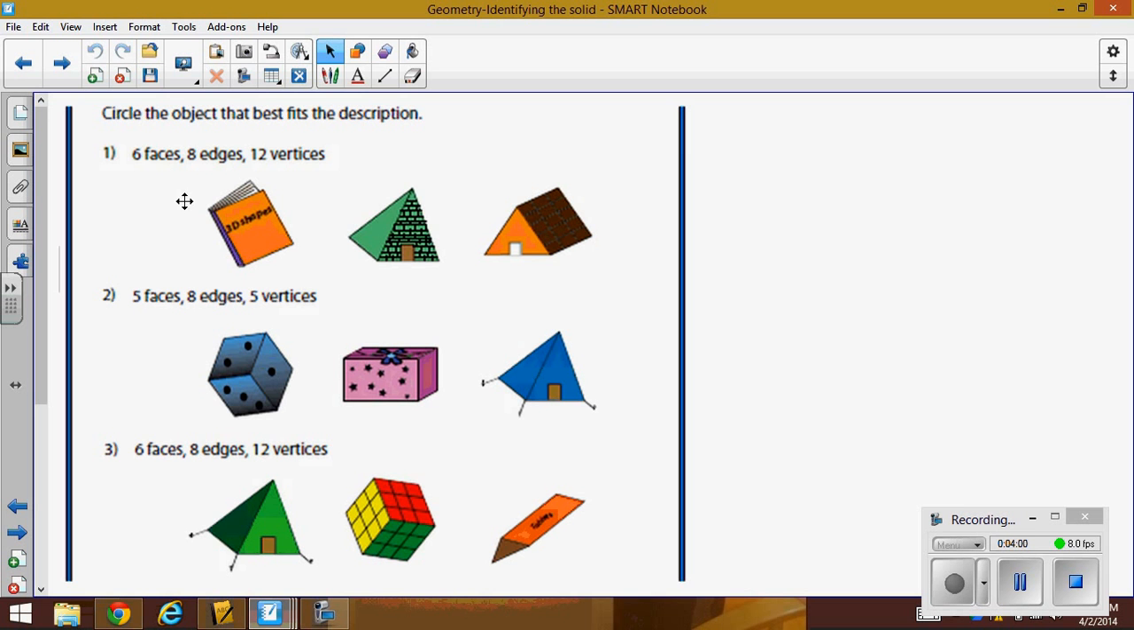So I'm looking for a shape that has 6 faces, 8 edges. An edge would be this black line going up and down. That's 1. This is another edge, 2, along the bottom. This is another edge, 3. Along the right side is another edge.